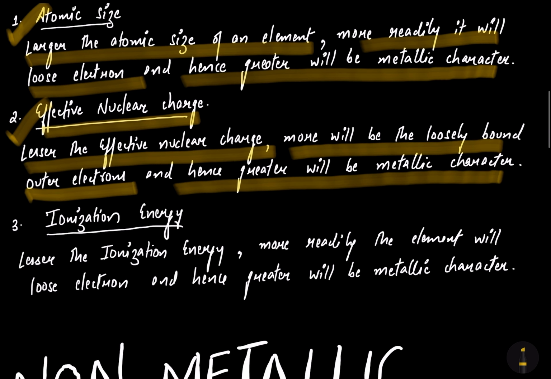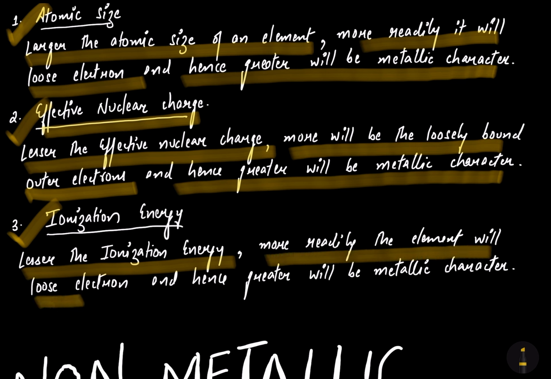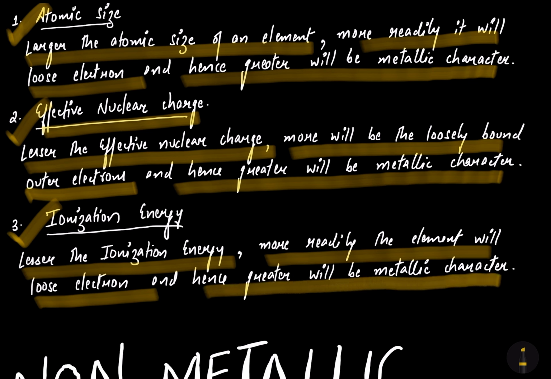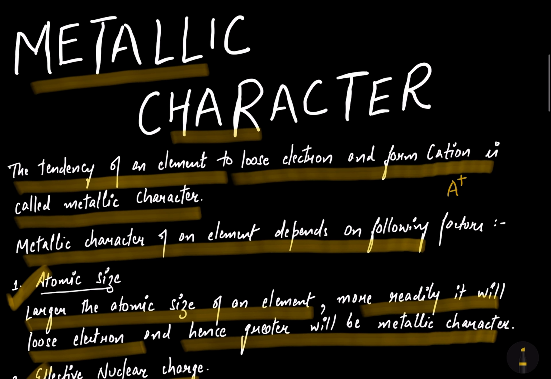Let's come to the third point, the ionization energy. What is ionization energy? It is the energy required to lose the most loosely bound outer electron from an element. So if lesser the energy is required, that means more readily the element will lose electron, and hence the greater will be the metallic character, because it will form the cation very readily. So that's all about the metallic character.